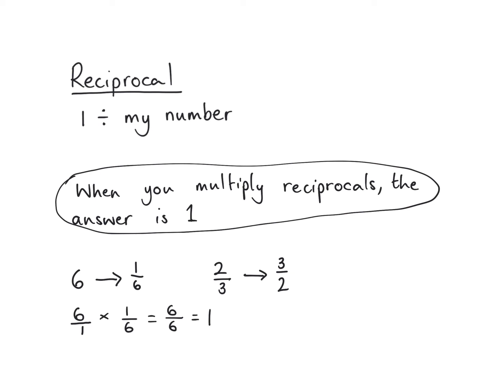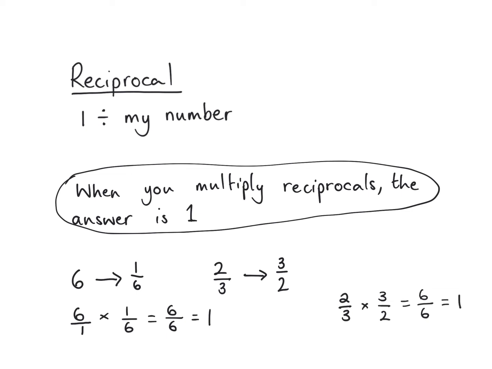Now let's look at this second one. When you multiply reciprocals, the answer is 1. So if I multiply these two, they have to be reciprocals of each other. You can't multiply random different numbers. They've got to be the reciprocal of each other. So we multiply the numerators, 2 times 3 is 6. We multiply the denominators, 3 times 2 is 6. They're both 6 by coincidence. That won't always happen. That's 1.